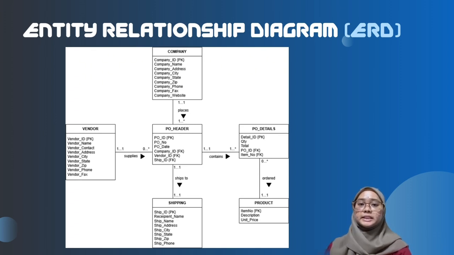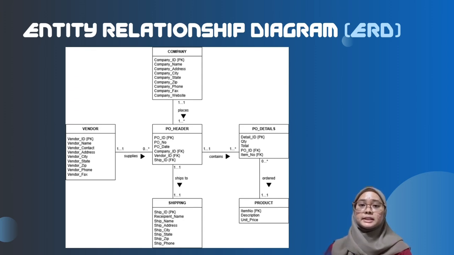The first entity is company. This entity stores information about the company that placed the purchase order. The attributes include company ID, company name, address, city, state, phone, fax, and website. The primary key is company ID, which uniquely identifies each company. Next is the vendor entity. This entity stores information about the supplier who provides products. The primary key is vendor ID, and other attributes include vendor name, contact address, and phone number.